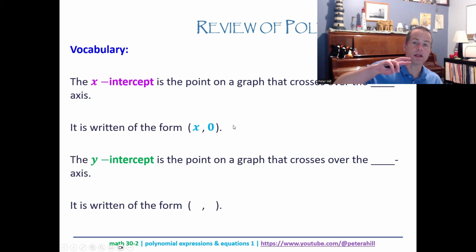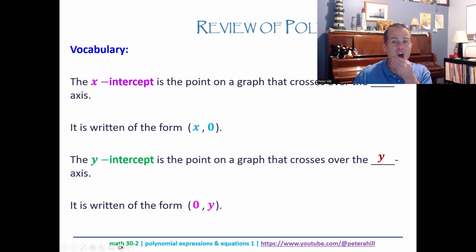Now, the reverse statement of that is the y-intercept. The y-intercept is the point on the graph that crosses over the y-axis, and then its point still has to be a coordinate, right? But it would be (0, whatever the y value is), because it always goes x first, then y.